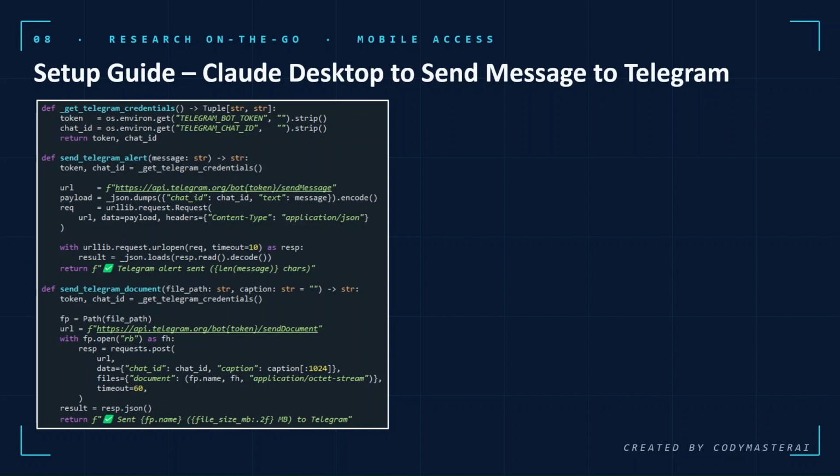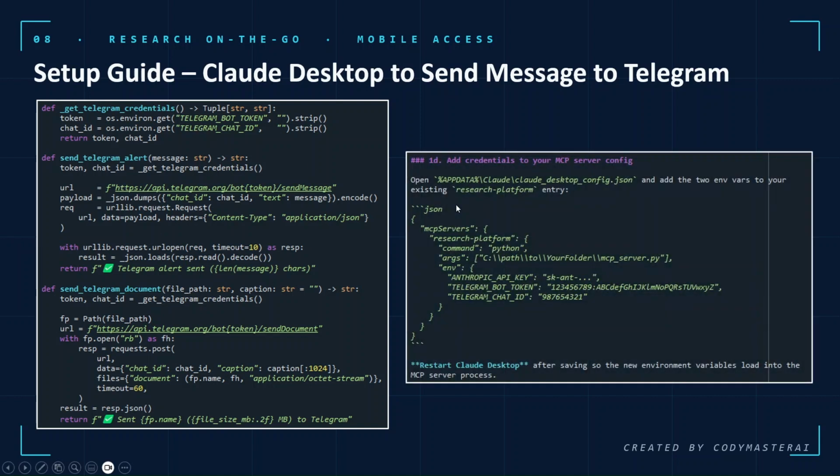To support Claude to Telegram communication, you will need to implement 2 MCP tool functions: send Telegram alert and send Telegram document. The first tool is invoked by Claude to send me a message in Telegram. The second supports Claude sending Telegram a document that's located on my desktop, even though I am away remotely. You can see both functions require the Telegram bot token and chat ID to authenticate. Once your MCP tool functions are implemented in your MCP server, you will also need to register them in the Claude Desktop config JSON file, as shown in the right box.